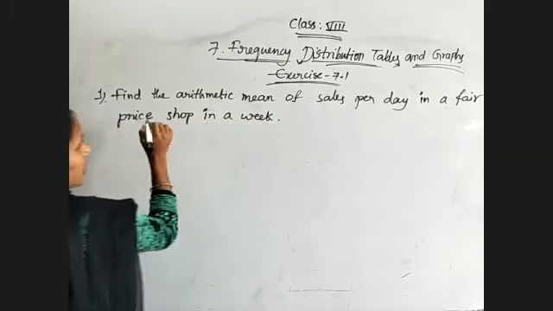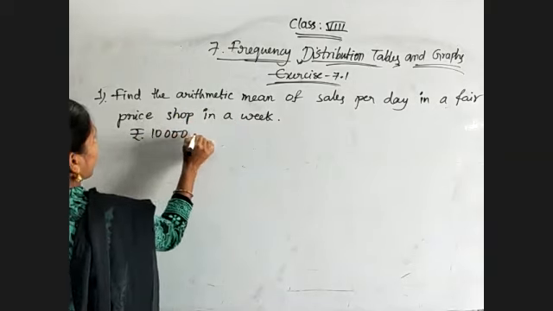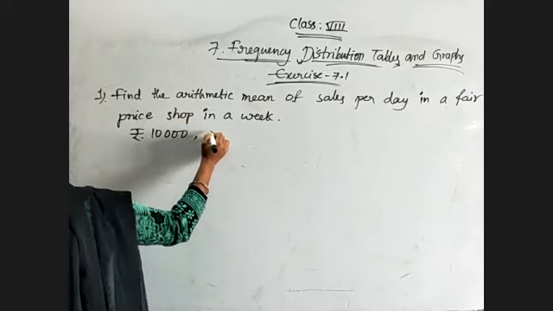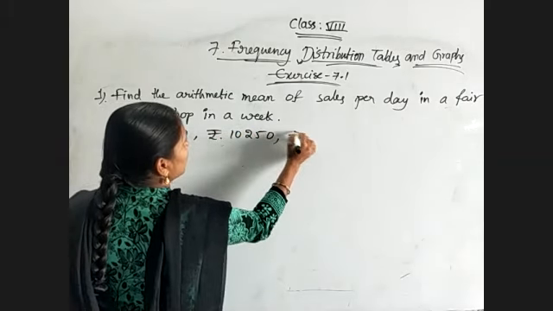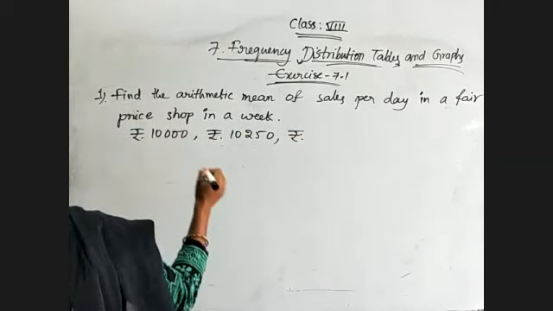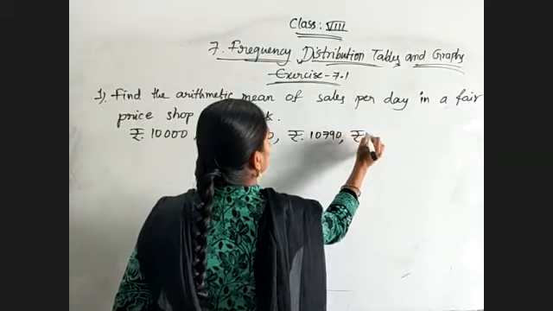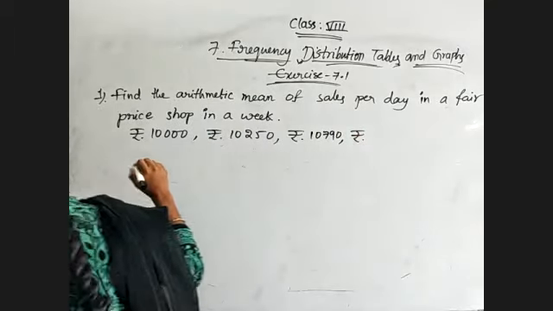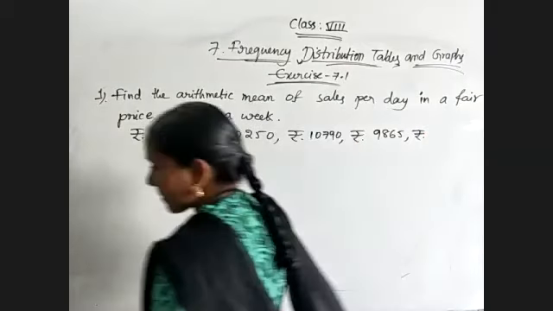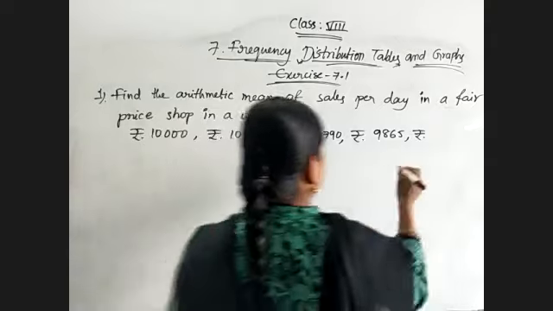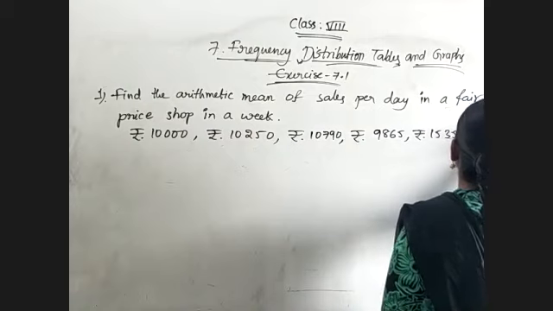So here these observations are given: 10,000 rupees, and next one 10,250, and next 10,790, 9,865, 15,350, and lastly 10,110.